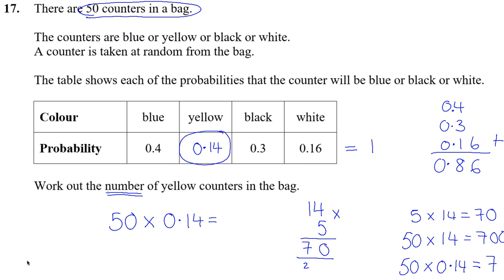Okay? Because what we've done, here I multiplied by 10, so I need to multiply my answer by 10. And then the difference between 14 and 0.14 is I've divided by 100 there. So I need to divide my answer by 100 there. So that is your answer to the question. The question, how many yellow counters are in the bag? The answer is 7. And that's question 17.